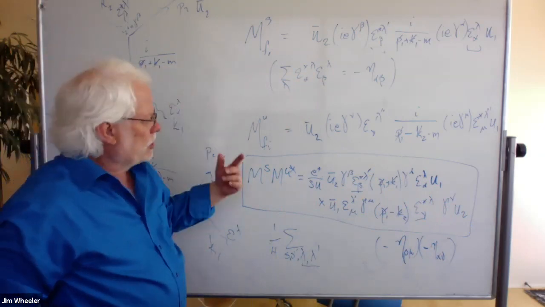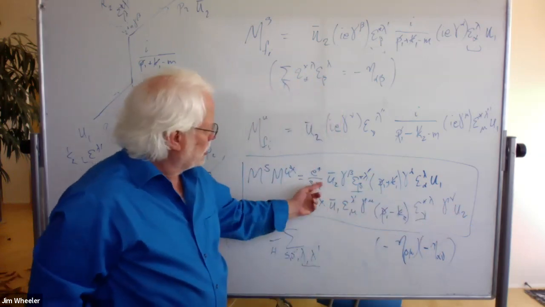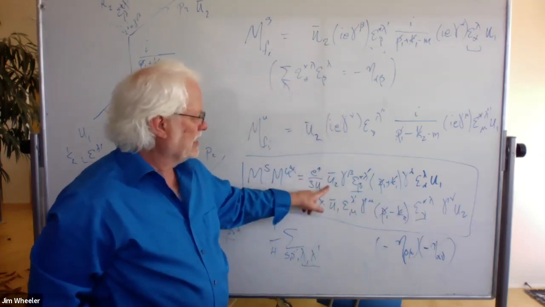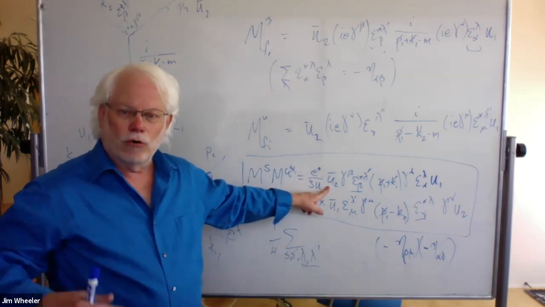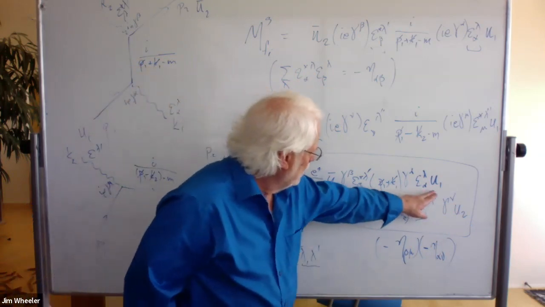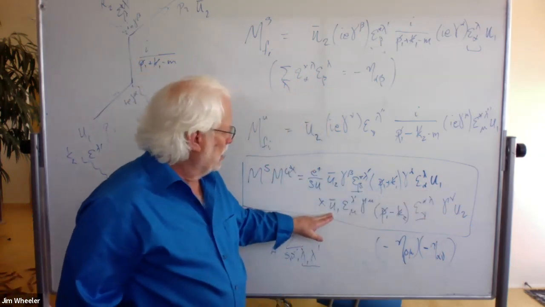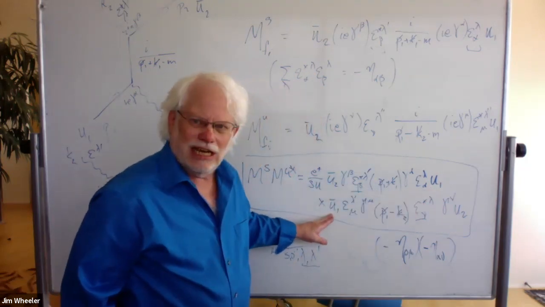But what you're gonna do is you wanna bring this U2 up here, so that's an outer product and gets replaced by a P2 slash over 2M. And this one, it's already U1 bar. That's gonna get replaced by a P1 slash.